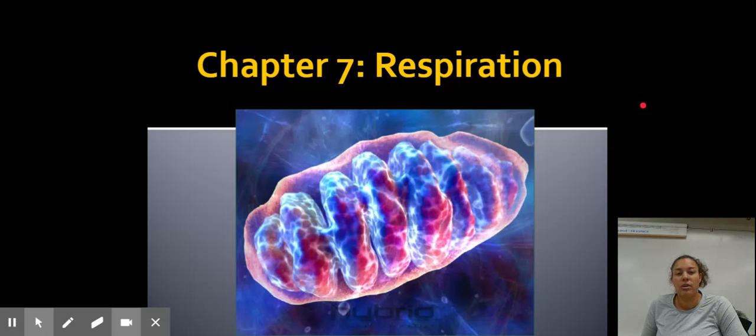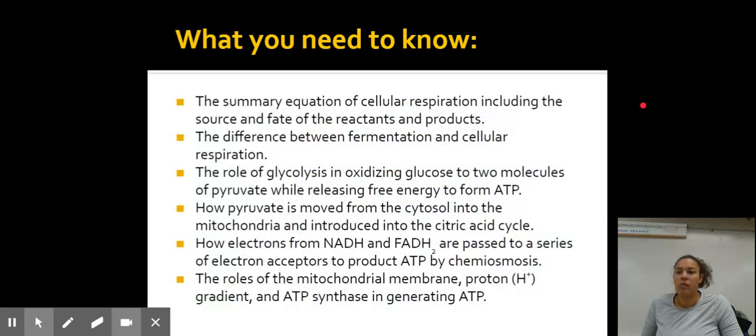When you see the words cell respiration, oftentimes in the book, they're going to be talking about the combination of a process known as aerobic and anaerobic respiration. And there's another process of respiration called fermentation, which we'll get into as well. So here are learning targets for this chapter.